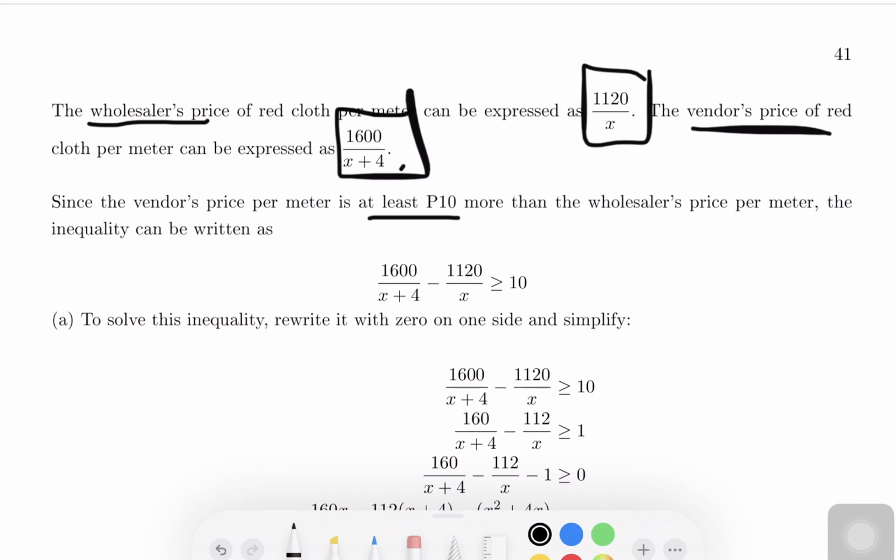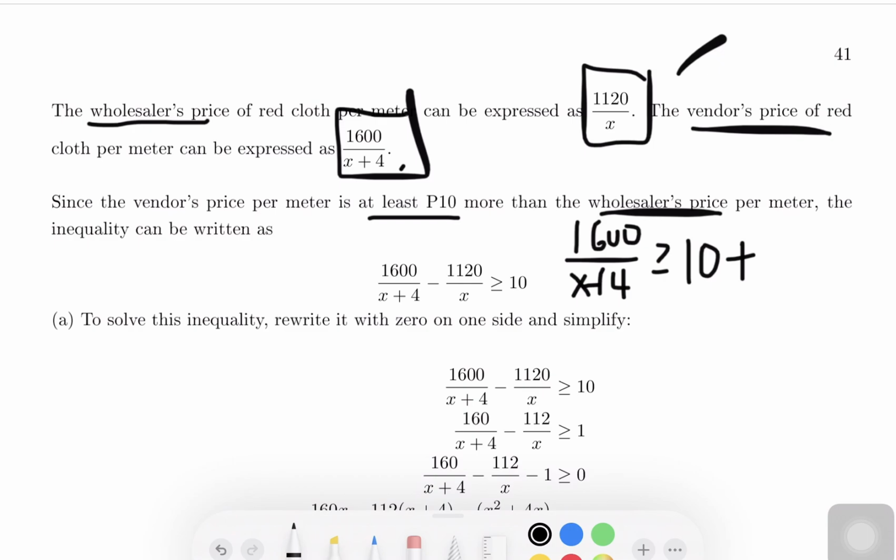Okay? So, I'll write the amount first. 1,600 over x plus 4 is at least 10 pesos. When we use the words "at least," we use greater than or equal. At least 10 pesos plus the wholesaler's price. So, the wholesaler's price is 1,120 over x. That is why when you transpose this expression, we will arrive at this inequality.